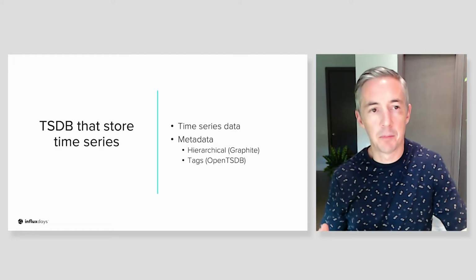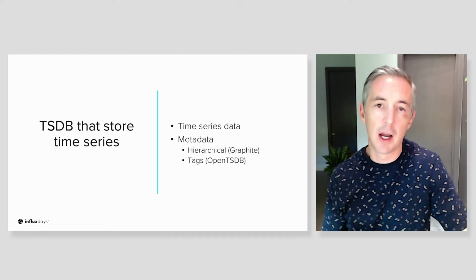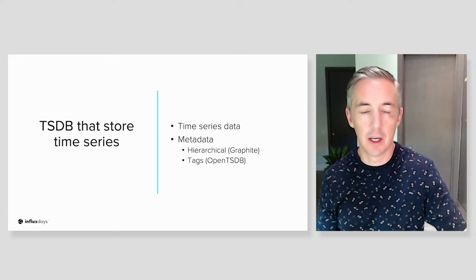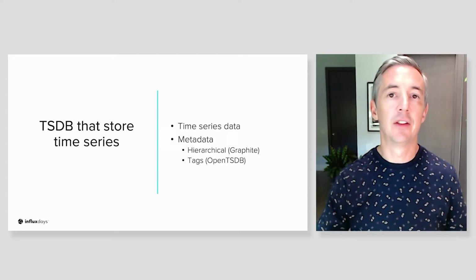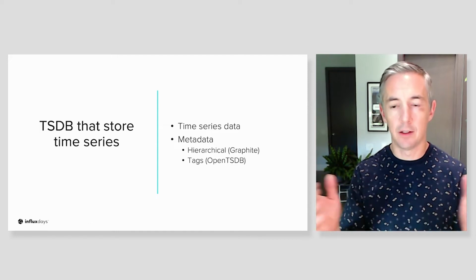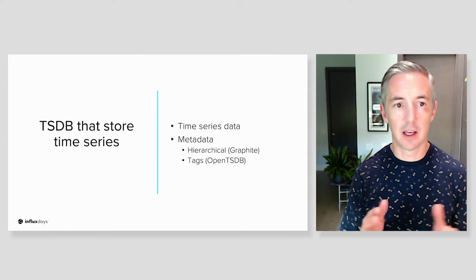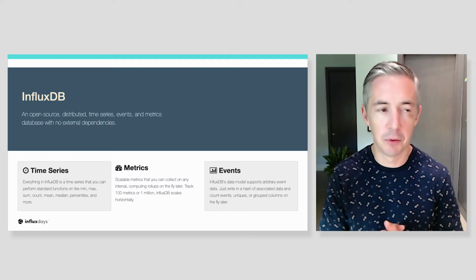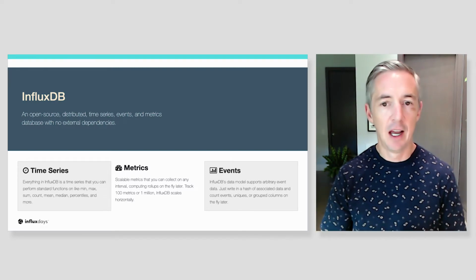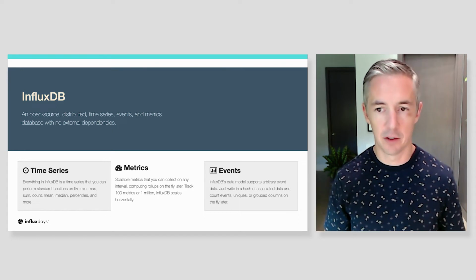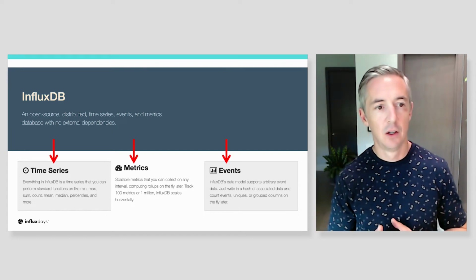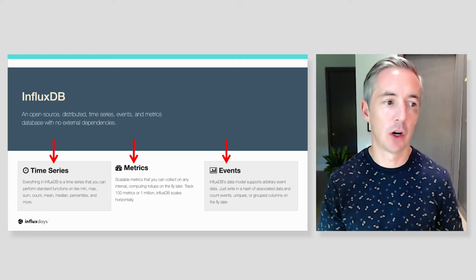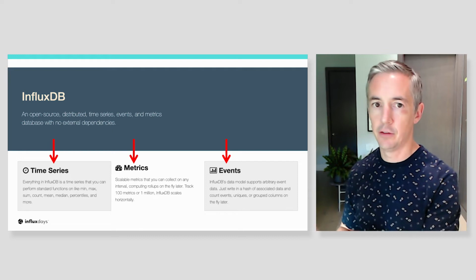All three of those examples are what I call time series databases that store time series. They store the actual time series data, and then they store metadata, which allows you to organize, explore, and slice and dice the time series data in different ways. So this is the context into which we created InfluxDB in 2013. And here's the main section of the first website that we put up, before we even had a logo. What I wanted to point out about this website is that even in 2013, we were talking about time series, metrics, and events.